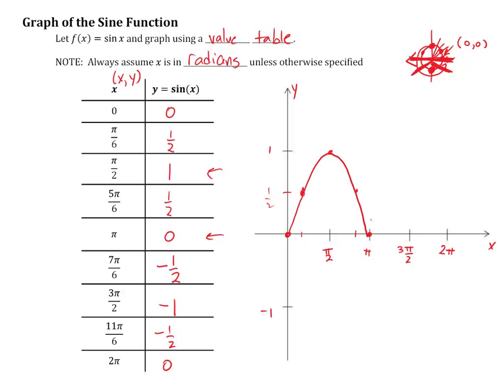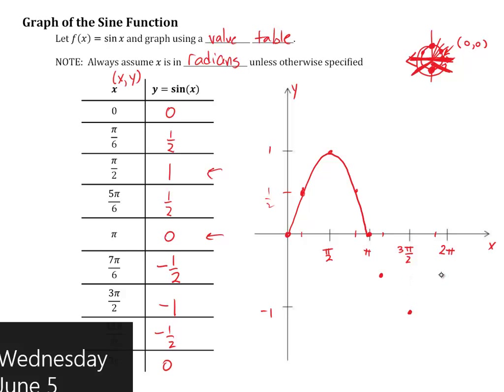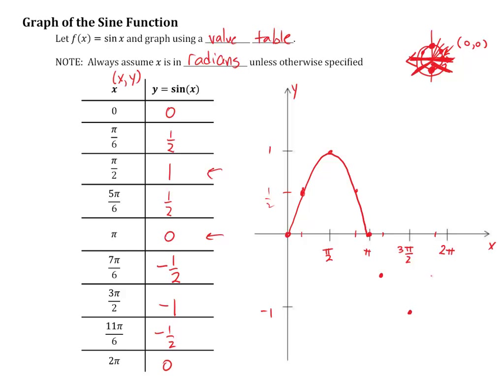It goes up and comes back down. And the next thing that's going to happen is it's going to follow the same kind of pattern. If we go to 7 pi over 6, we're down halfway. Remember, that's only about 1/3 of the way to 3 pi over 2, where we're all the way down at negative 1. And then negative 1/2 again, and we're back down to 0. This thing comes down and comes back up. And there you have the graph of the sine function over the range 0 to 2 pi.